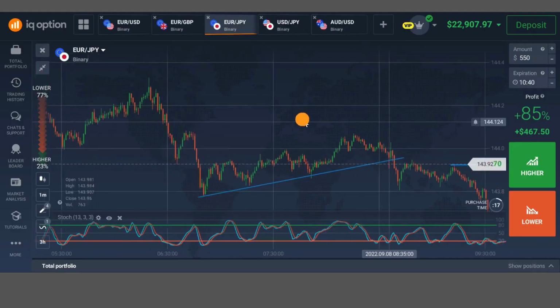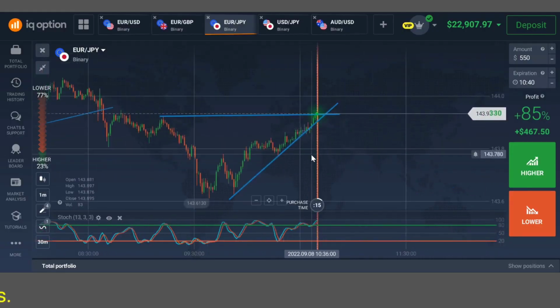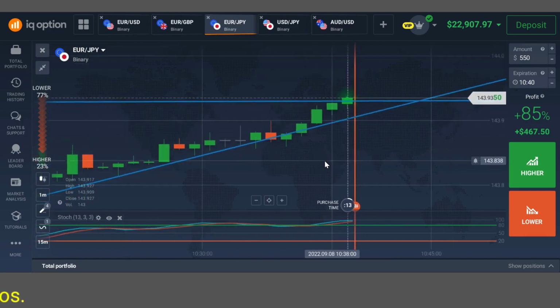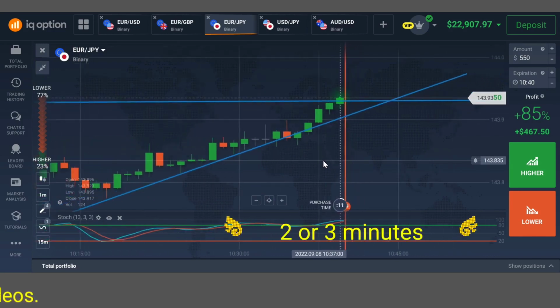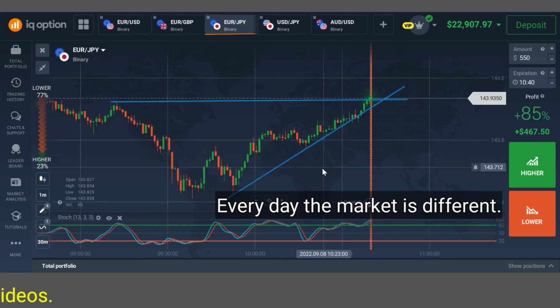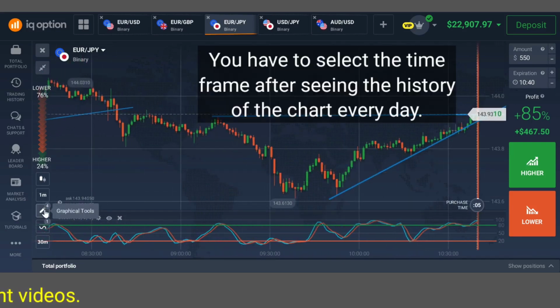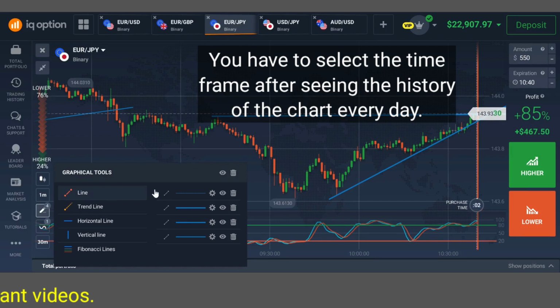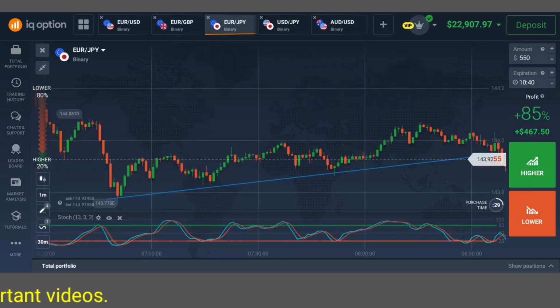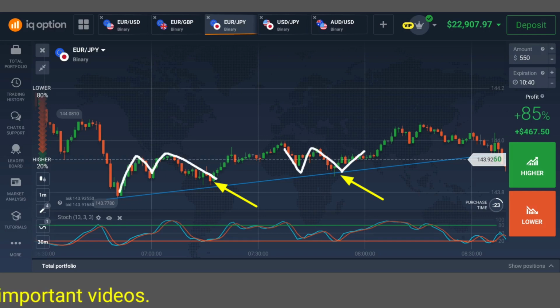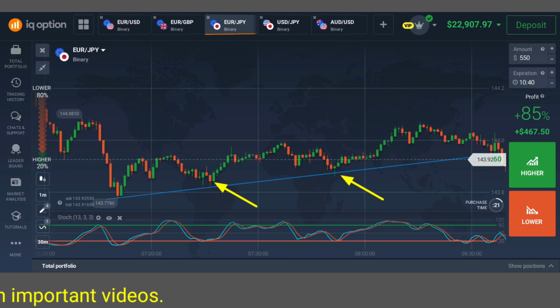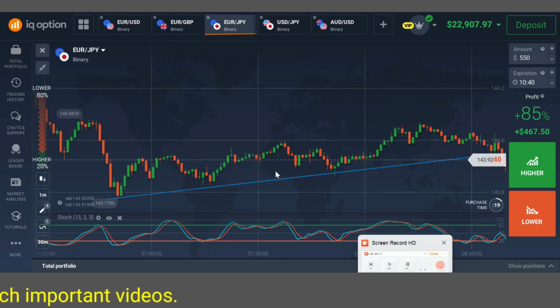Now you have to decide the time frame of the trade by looking at the past history, because if I tell you a time frame of 2 or 3 minutes, it can also be wrong, because every day the market behaves differently. So you have to decide the time frame by looking at the history of the chart every day. Here you have to take an entry of 1 or 2 minutes. Here, when the market touches the trend line, it stays up for a long time. So you can take entry here for 1 to 3 minutes.